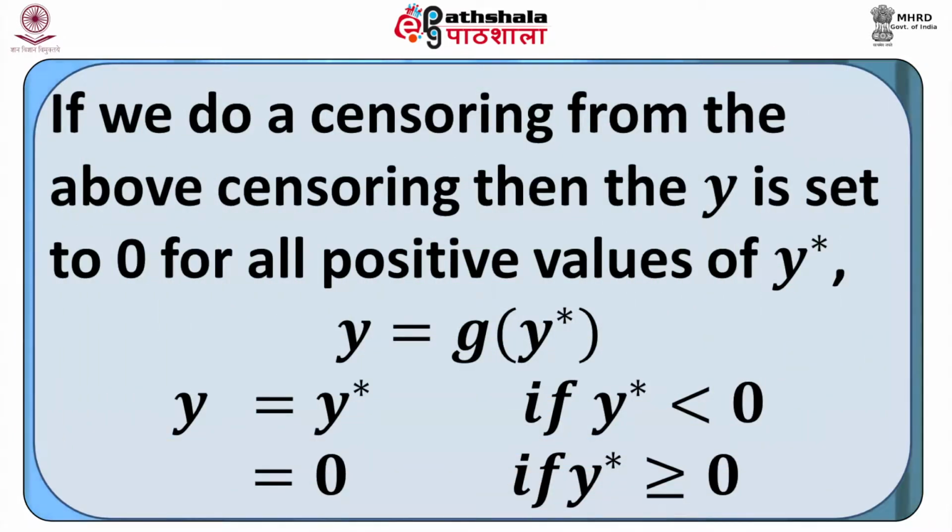If we do censoring from above, then the y is set to be 0 for all positive values of y star, and y is now equal to z of y star, and y is equal to y star if y star is less than 0, and this will be equal to 0 if y star is greater than or equal to 0. We know approximately 65% of the sample suffers from this, and the moment we replace these positive y stars with 0, the conditional mean of y is obtained, which is certainly lower.